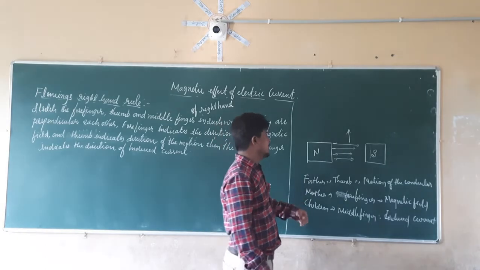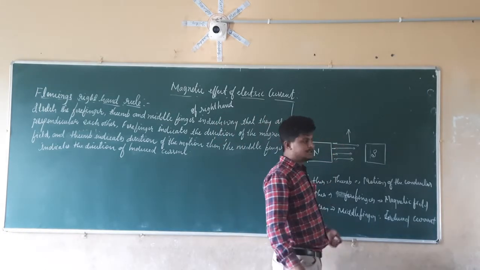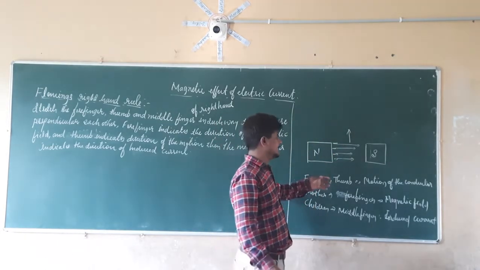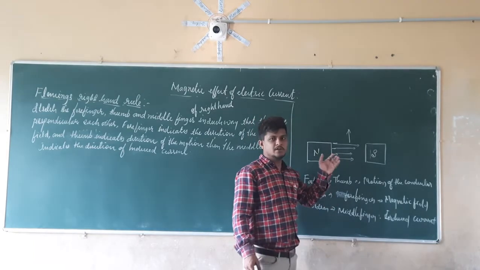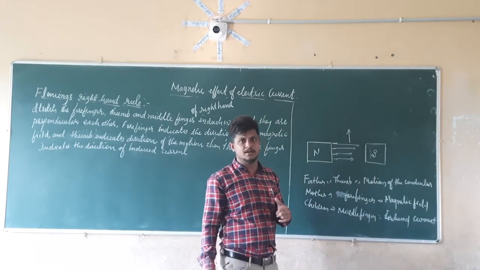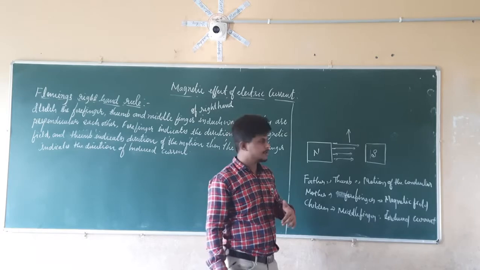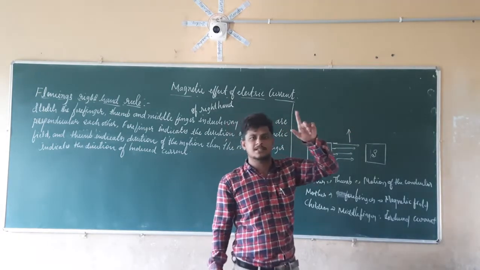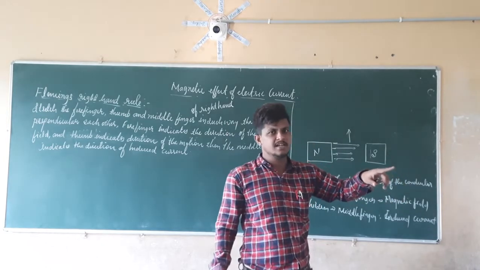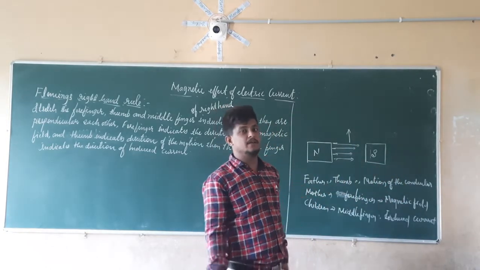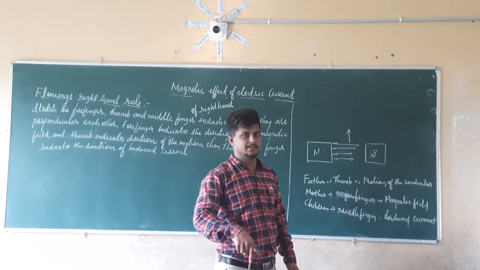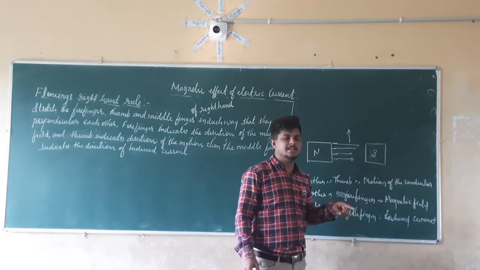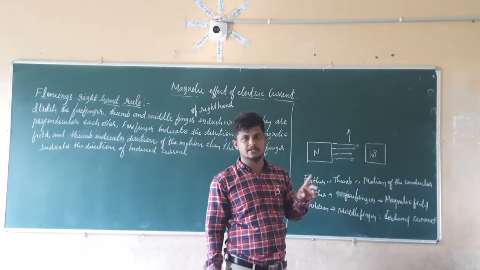In the same manner, if I move the conductor in the downward direction now, initially it was in the upward direction. Because of that there is a change in the magnetic field, and because of that it is inducing current. Now if I move it in the downward direction, again there will be a change in the magnetic field, so again it is going to induce current. We have to identify the direction of the induced current here.